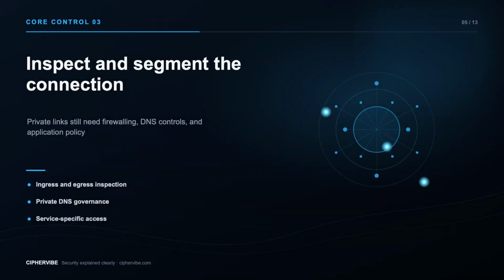The third building block is inspect and segment the connection. Place inspection and segmentation controls where they can enforce the approved paths. Govern private DNS resolution, avoid broad domain trust assumptions, and protect management protocols with identity-aware access rather than relying on a source address that arrived through a corporate circuit.